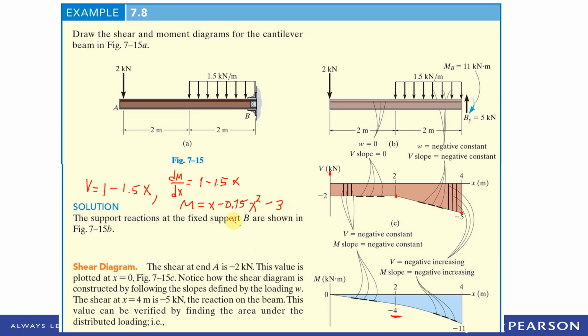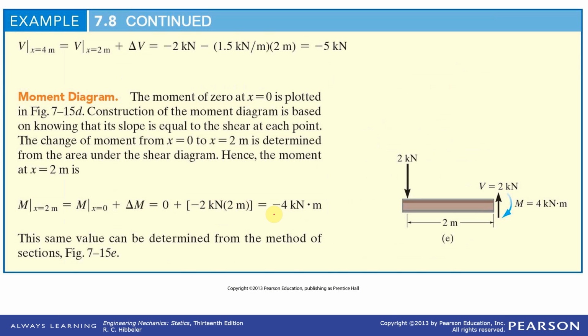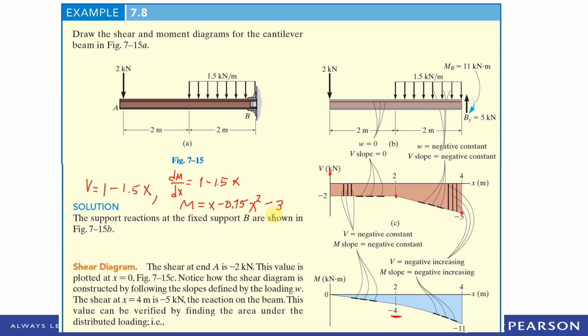So let's check at 4. It should be equal to negative 11. So 16 times 3/4 is 12. And 4 minus 12 is negative 8. Minus 3 is negative 11. Okay, so I just forgot the constant of integration earlier. So there's our equation for the moment. And so that's how you draw the diagram. It's not too tough. Ending the video here, going on to the next example.